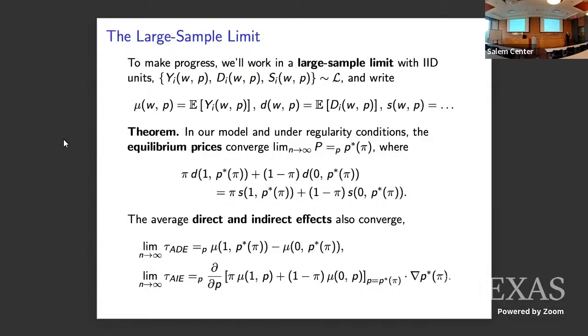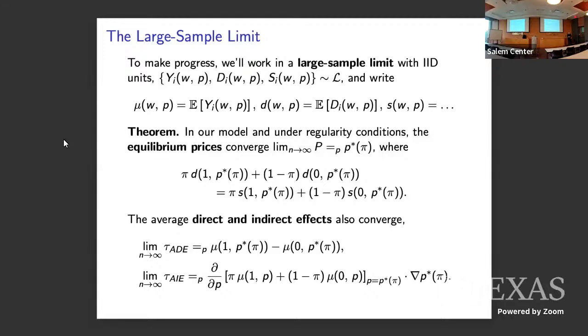First, you can take n goes to infinity, and things converge in probability to a limit. So we can reason in terms of that limit. That's reassuring. First, prices converge to a large sample limit. The large sample limit of prices matches the expected supply and demand. So this is reassuring. Things don't diverge as n goes to infinity. So we have a well-defined asymptotic estimate.